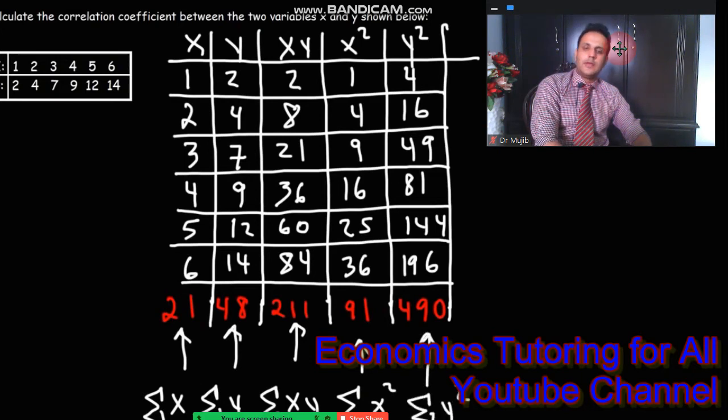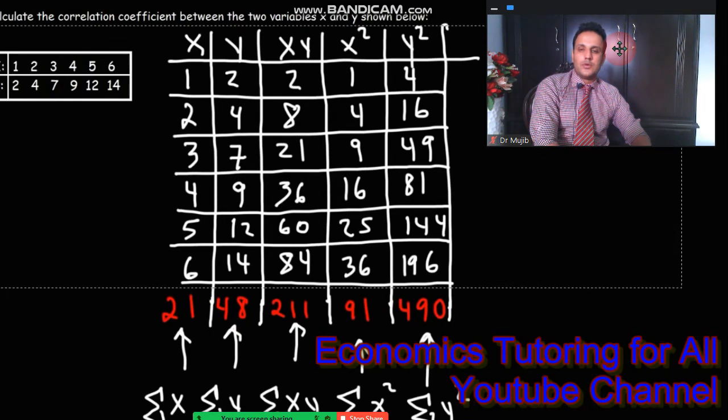Now we simply need to put these terms in the formula of the coefficient of correlation, and then simplify the formula to get the values. The correlation coefficient is represented by r. We have different notations too, but I think we should leave it. I don't want to discuss this thing.